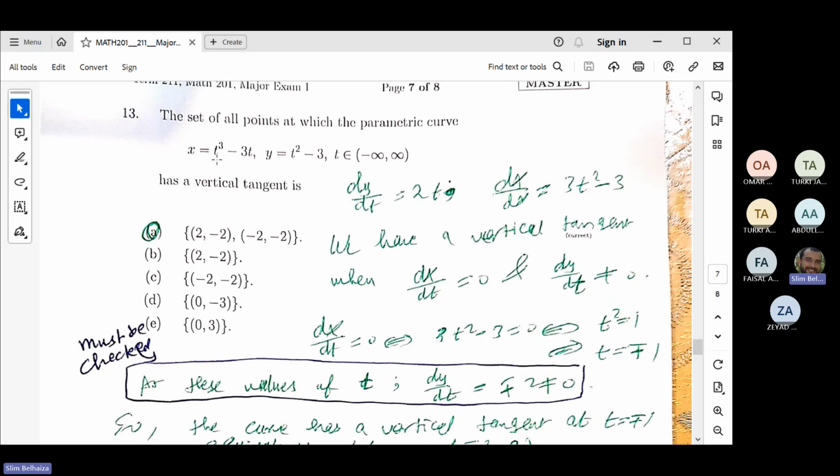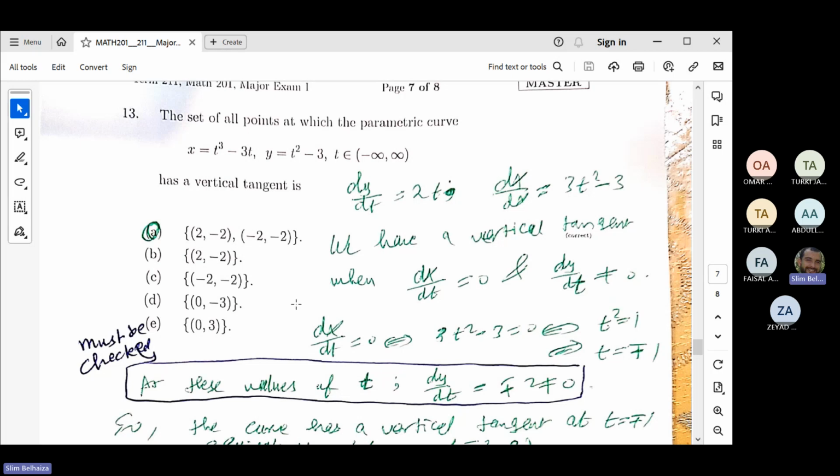At 1, you're going to have 1 minus 3, so it's -2, -2. And at -1, we're going to have -1 plus 3, so x is going to be 2. And the y is going to be 1 minus 3, it's going to be -2. That's why we have 2, -2. Okay.